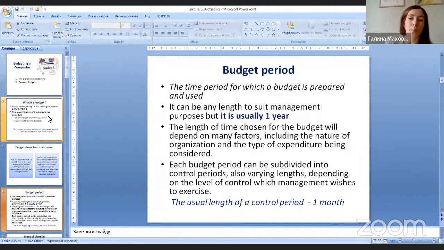And as we speak about the budget, we mention the budget period, and usually this period is 1 year for management purposes, but this period may change. It depends on the specificity, features and nature of the company, and the type of expenditure, the type of cost which the company has. And this budget period may be divided into control periods, and this control period also varies, and usually it's 1 month as the most optimal period of time in which companies and managers may control their budget and performance.